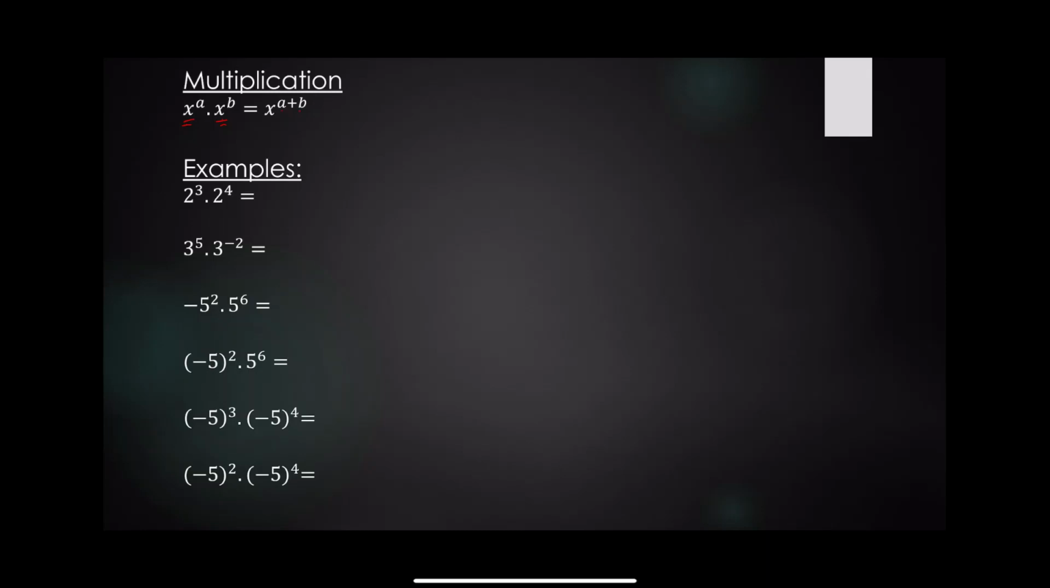Example, 2 to the power 3 times 2 to the power 4. Now what I want you to notice here is 2 in the first base and 2 in the second base. So the bases are the same, so the answer is 2 to the power 3 plus 4, and the answer is 2 to the power 7.